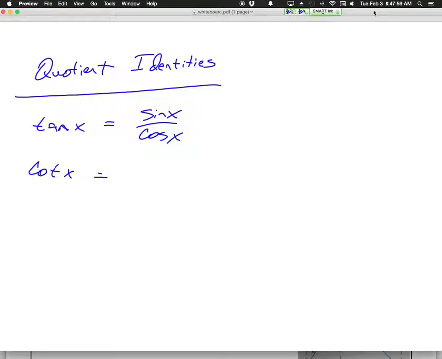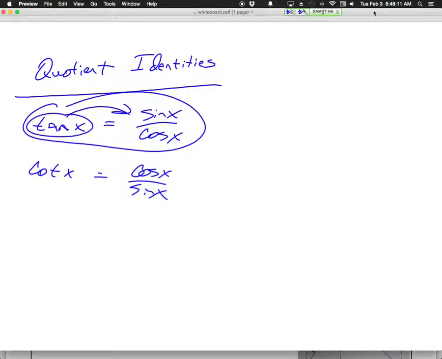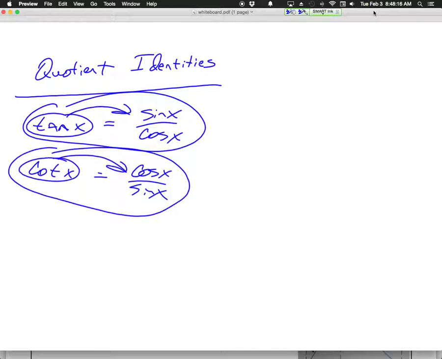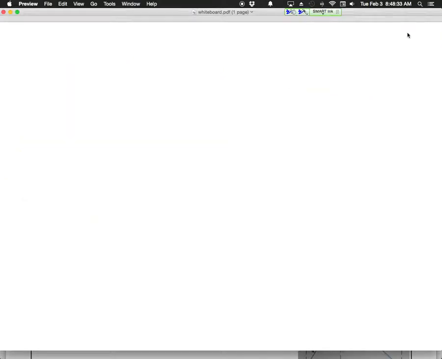So what's cotangent going to equal? Cosine over sine is what cotangent is going to equal. Okay, and we use these quite a bit. We're going to go from the left side to the right side. That's usually how we use those. Sometimes we'll go from the right to the left. Most of the time, 75% of the time, you're probably going to go from the left to the right. Okay, so that's reciprocal and quotient. Those you should be familiar with. The next one are the Pythagorean identities, which will be new to you.